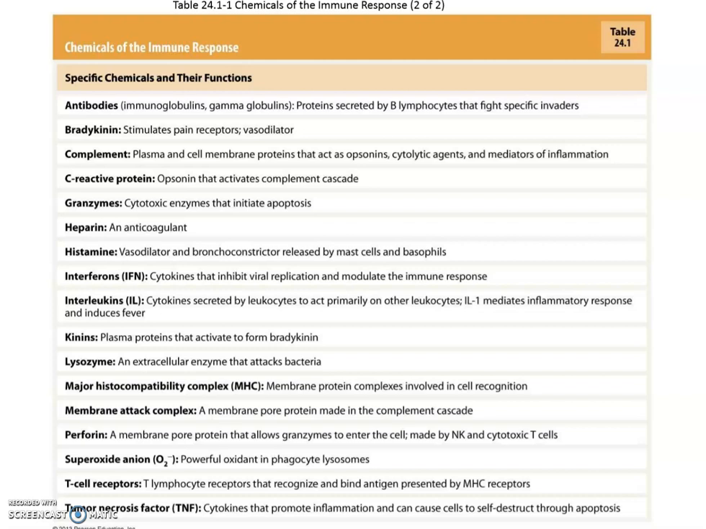Antibodies, of course, immunoglobulins, you definitely should know about antibodies. We'll talk more about them. Bradykinin is a strong vasodilator that we sort of marginally talk about. Complement is a system that we'll be talking about pretty much next. C-reactive proteins we don't need, granzymes no. Heparin is an anticoagulant. That was part of the blood lecture too. Histamine, another vasodilator, is responsible for allergic reactions. It's what these mast cells and basophils are filled up with.